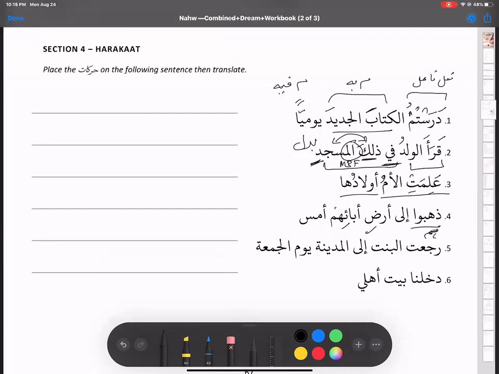Amsi. What is the meaning of Amsi, sister? Yesterday. So yesterday they left towards the land of their forefathers or their parents. So basically they're traveling towards their parents.